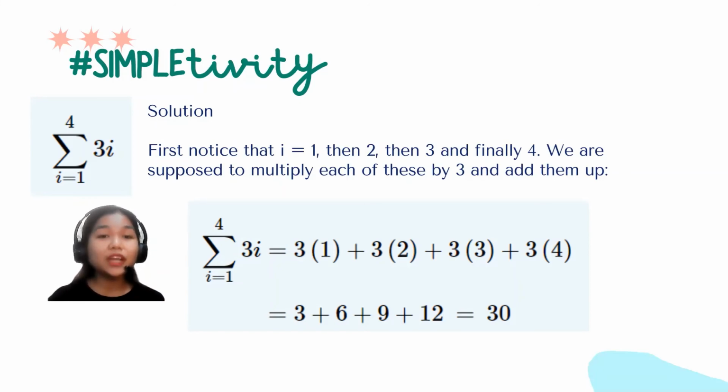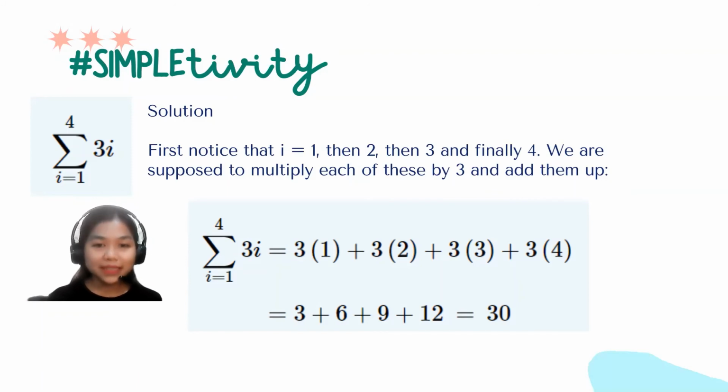And those values, we are supposed to multiply each of these numbers by 3, and then add them up. So the summation of 3i from i equals 1 to i equals 4 is simply 3i. The first number is 1, so 3 times 1 plus 3 times, what's the second number? 2, plus 3 times 3 plus 3 times 4. So again, multiply the numbers by 3 and then get the summation.